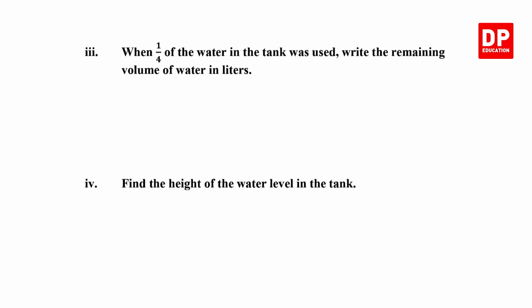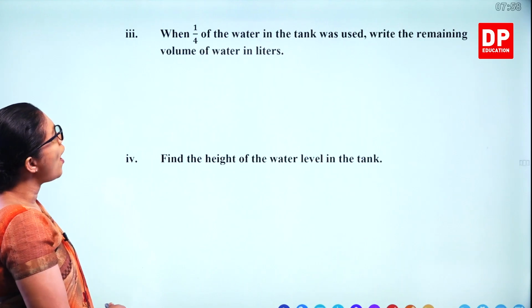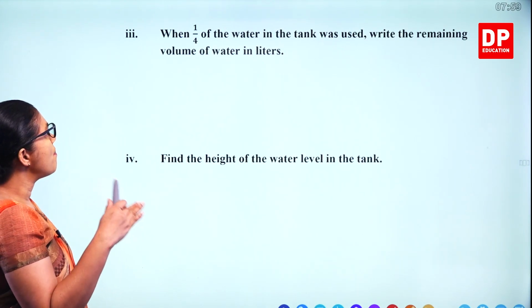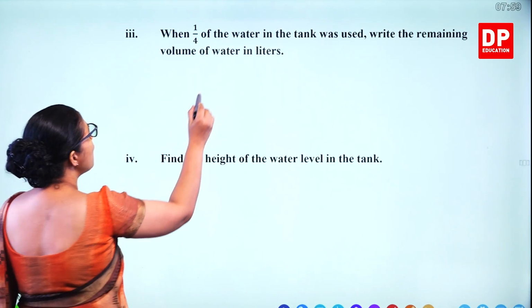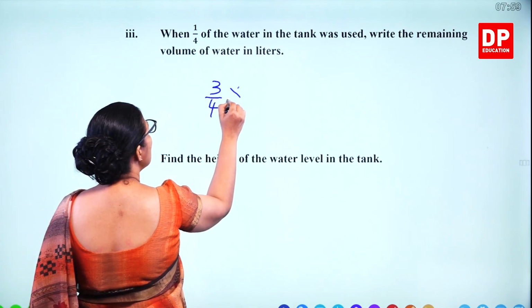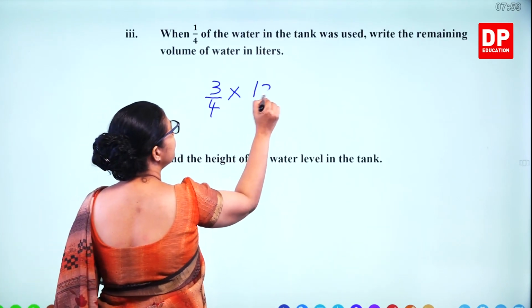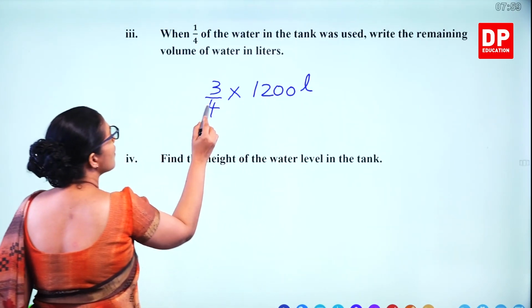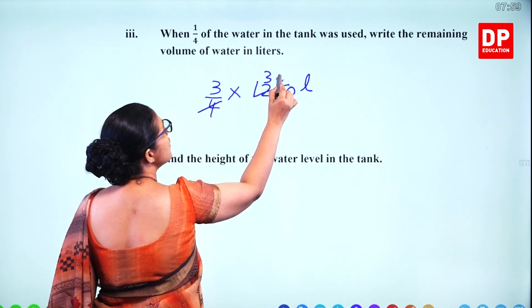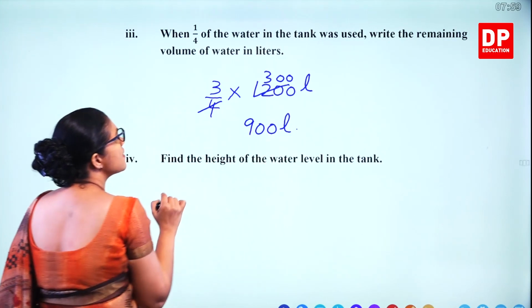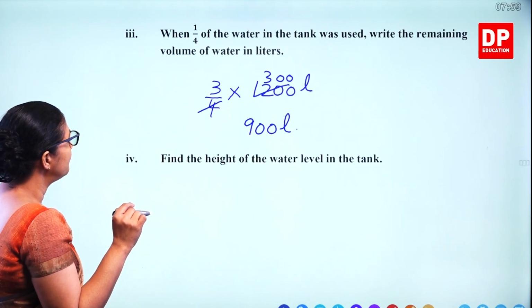Part 3. When 1/4 of water in the tank was used, write the remaining volume of water in liters. So 1/4 is used. What's the remaining? 3/4, 1 minus 1/4. So 3/4 of the full capacity, 1200. 4 times 3, 12. So this is 300. 300 times 3, 900 liters is the remaining volume.